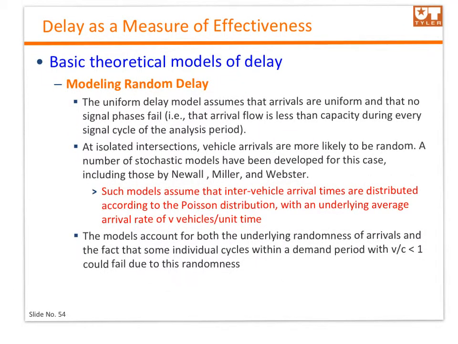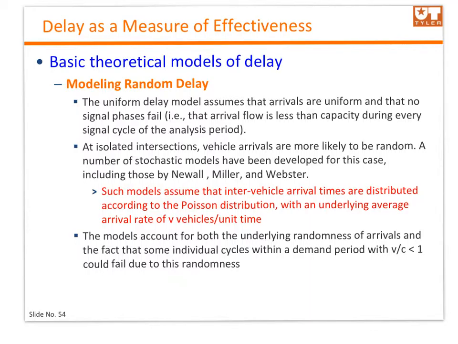So the uniform delay model assumes that arrivals are uniform and that no signal phases fail. That means the arrival flow is less than the capacity all the time, during every single cycle of the analysis period. But at some isolated intersections, vehicle arrivals are more likely to be random.